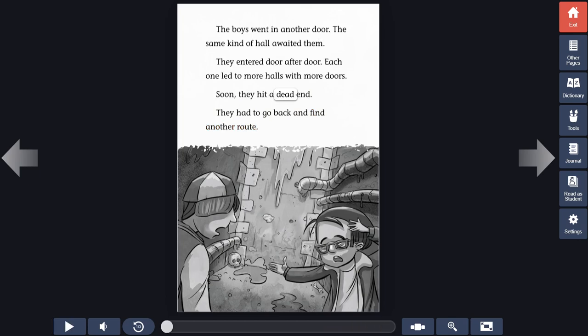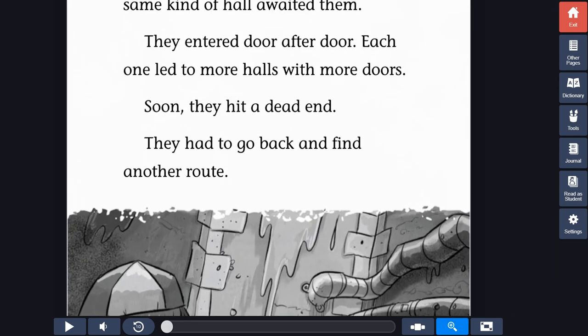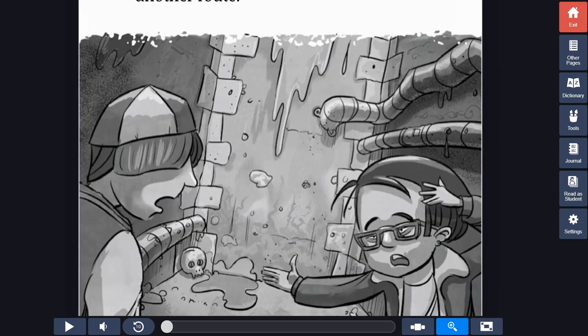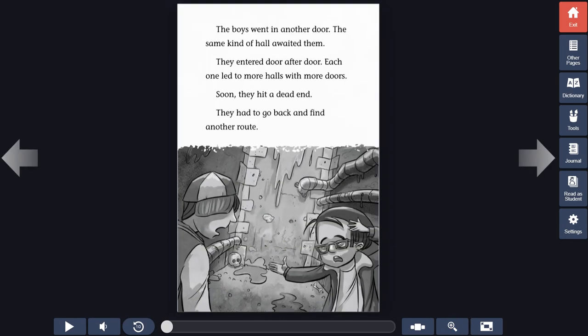So in here, dead end, that expression means nowhere. It just, as you can see here, doesn't allow them to go anywhere. There is nothing there, basically.